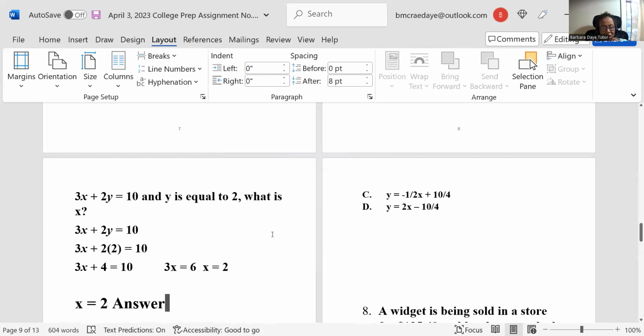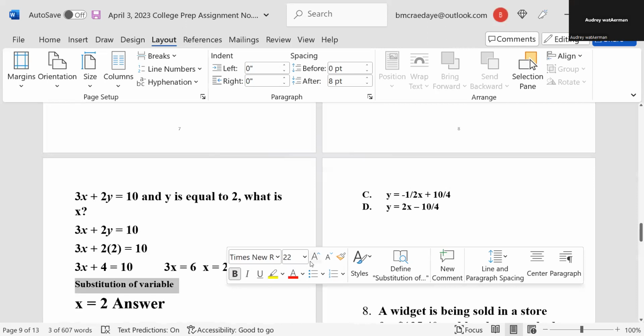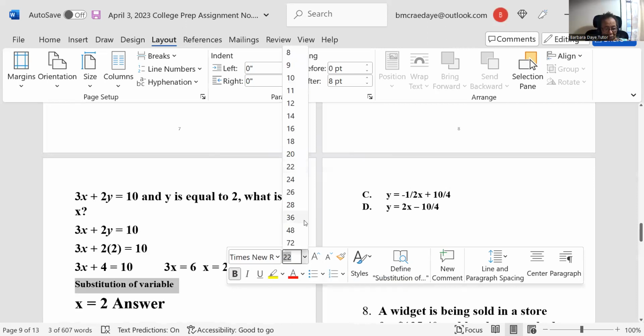Okay. That's called substitution of the variable. Let me just write it here. I didn't understand it. What is it, Mercedes? I didn't understand when you say put the 2 where the y is or the x is. But now you understand, right? Substitution of the variable. That's what we call that. So if you substitute the variable and solve, then you could solve for the other variable.